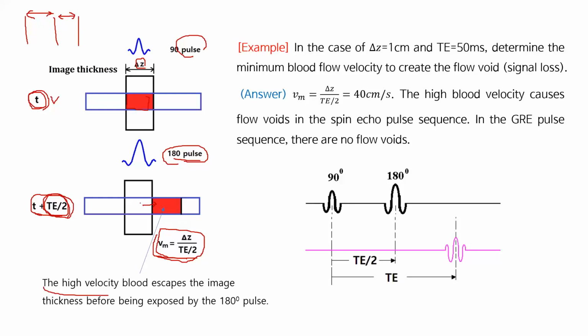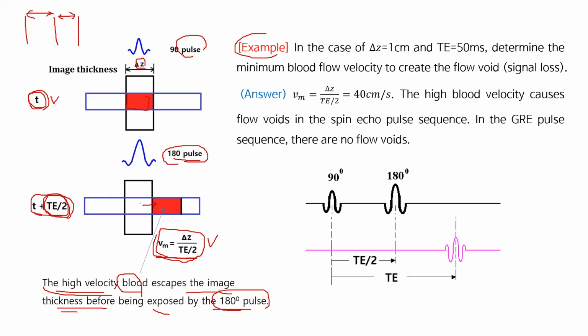So the high velocity blood escapes the image thickness before being exposed by the 180-degree pulse. If the blood speed is larger than this speed, then that blood escapes the image thickness before being exposed by the 180-degree pulse.